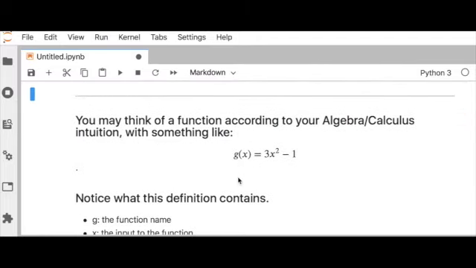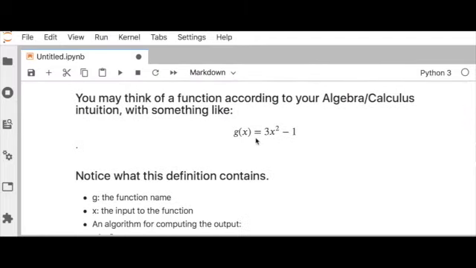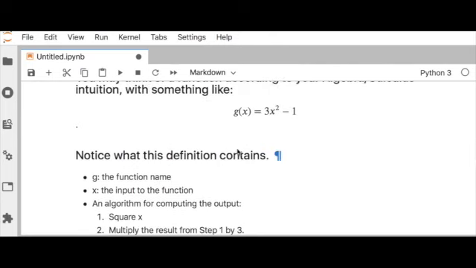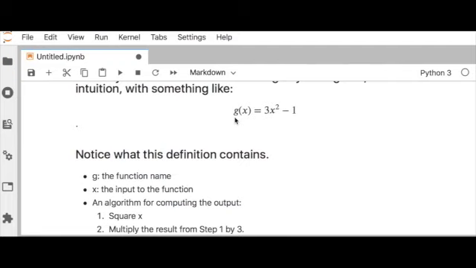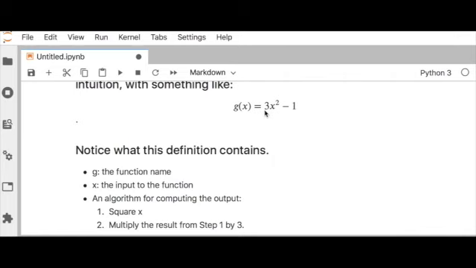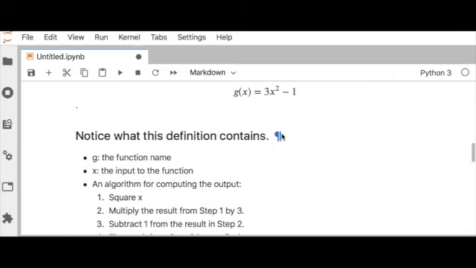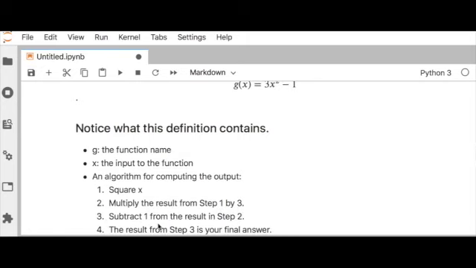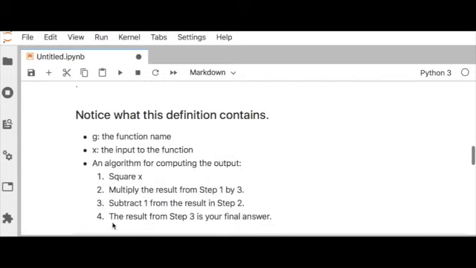You think of this like your algebra calculus intuition. You think of a function g of x, something like g of x equals 3x squared minus 1. Notice this actually contains a lot of information. You have the function name, g. You have the input to the function, x. And you have, sort of implicit in this, an algorithm for computing the output. Step 1: square x. Step 2: multiply the result from step 1 by 3. Step 3: subtract 1 from the result in step 2. Step 4: the result from step 3 is your final answer.